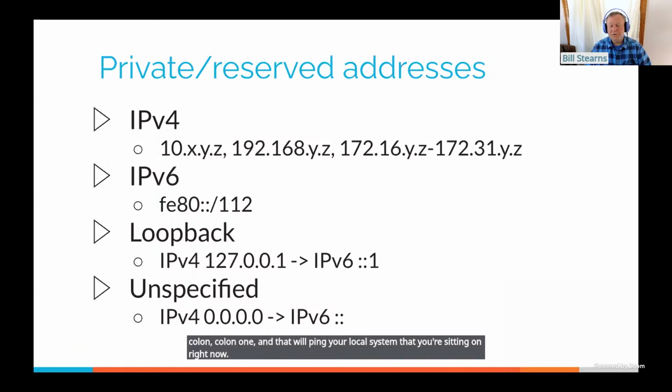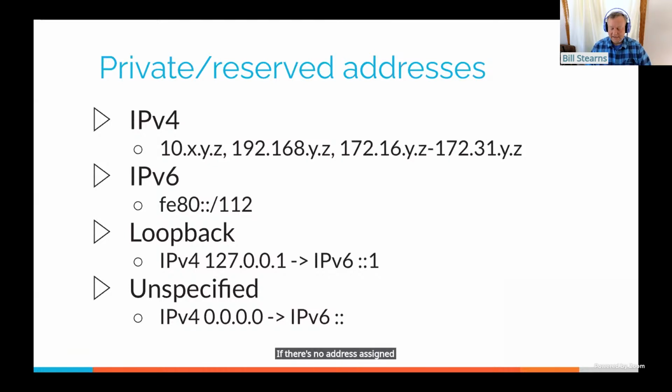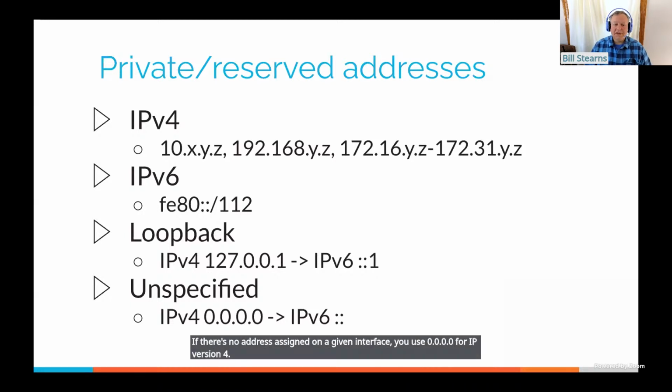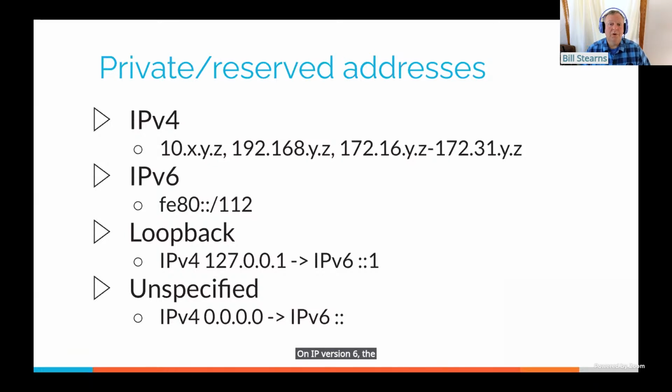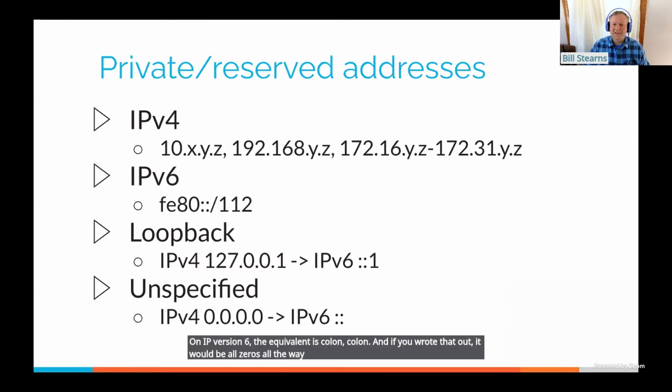If there's no address assigned on a given interface, you use 0.0.0.0 for IP version 4. On IP version 6, the equivalent is ::. And if you wrote that out, it would be all zeros all the way from left to right. So that's the equivalent.